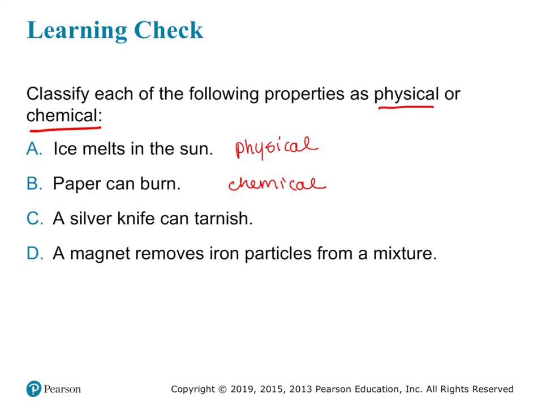What about C? A silver knife can tarnish. And if you're not sure what tarnish is, sometimes silverware will kind of turn this grayish color over time and you have to kind of polish it. I don't think any of my silverware is nice enough to do that, but might not be pure silver. So if a silver knife turns kind of a grayish color, it gets like a grayish coat on it, is that a physical or chemical property? So that's a chemical property because the silver is actually reacting with air to turn into a slightly different chemical. So this is similar to iron rusting.